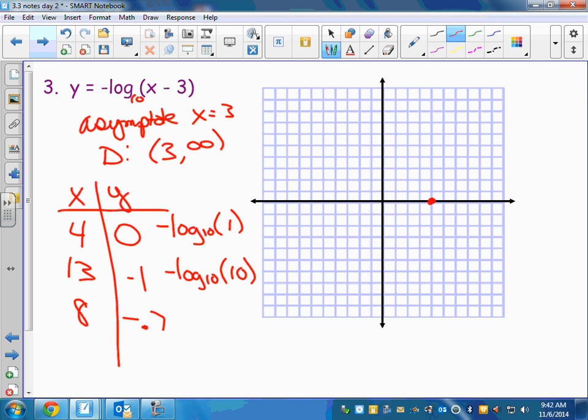5, 6, 7, 8, 9, 10, 11, 12, 13. Negative 1. Dang it. I forgot to put this one down.